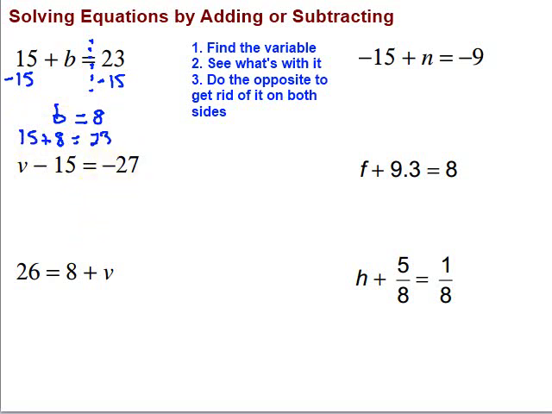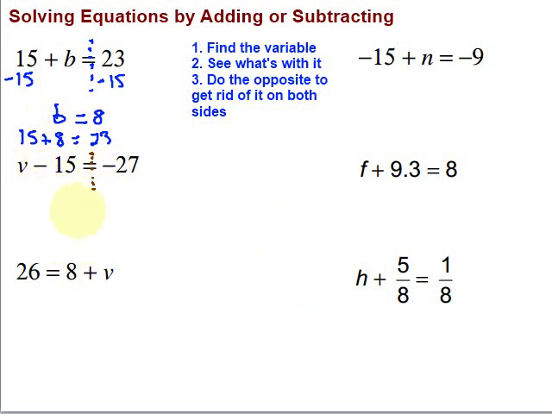Alright, let's take a look at this next one here. For this one, first step, find the variable. We're solving. Find the variable, get it by itself. Alright, so here's the v. We can put a little line here again to separate those sides if you'd like. You don't have to, but that might help you as you start out here. Then, v, what's hanging out with it? Hey, there's a minus 15.